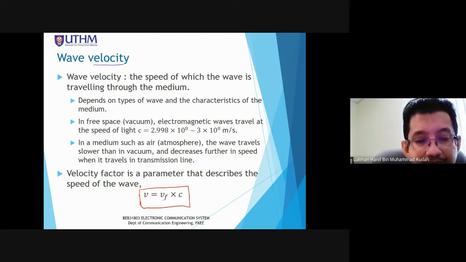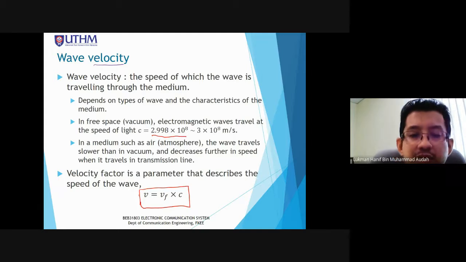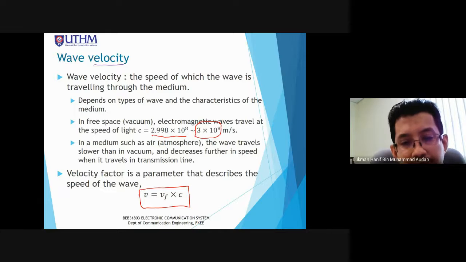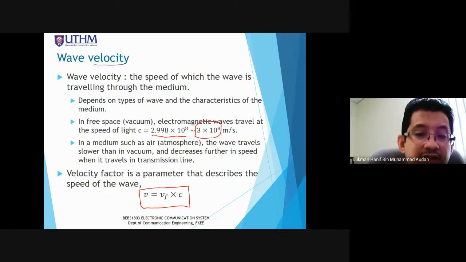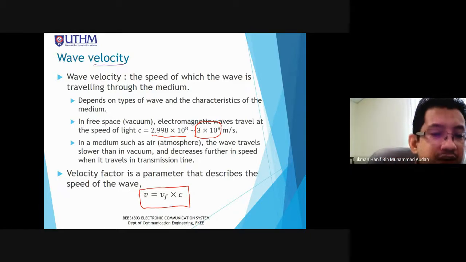Velocity factor multiplied with the speed of light. Speed of light dalam kes ini adalah 2.998 times 10 power of 8, atau lebih mudah kita gunakan nombor yang ini 3 times 10 power of 8. Biasa dalam exam kita pakai yang ini, dah mudah 3 kali 10 kuasa 8 ni secara umum. What about VF?